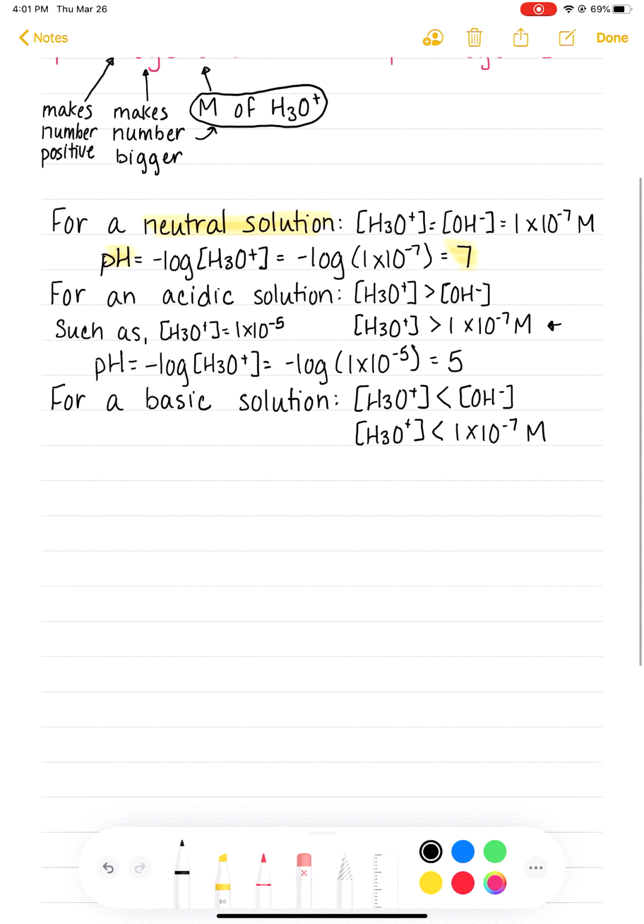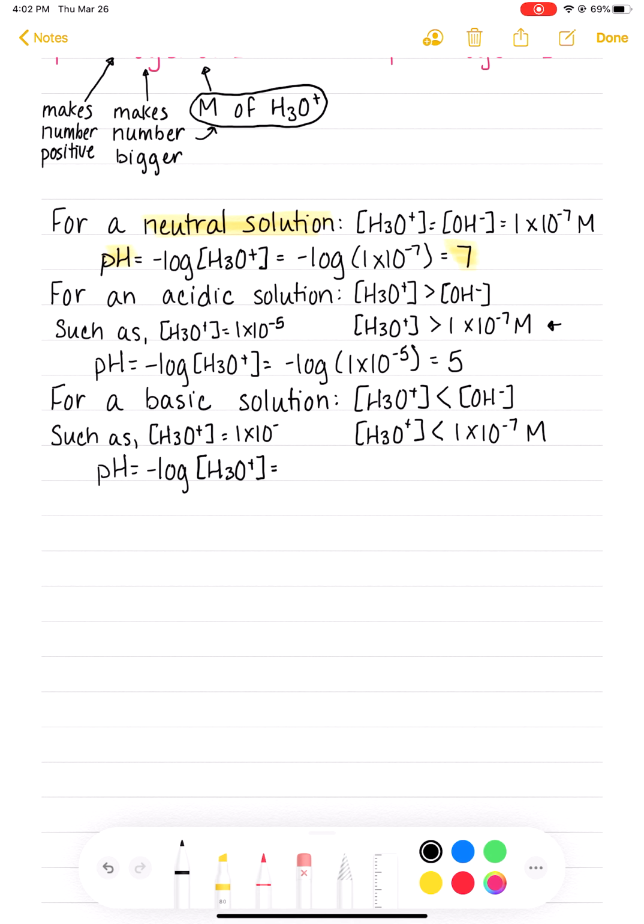Let's do this again for the basic solution. If we want to calculate the pH for a basic solution, pH equals negative log of H3O plus. And let's think about what would be a reasonable H3O plus for a basic solution. Let's come up with something. In order for this solution to be basic, H3O plus has to be less than 1 times 10 to the minus 7. It has to be small. So let's say 1 times 10 to the minus 10. pH is negative log of H3O plus, negative log in this example of 1 times 10 to the minus 10. That's going to give us a pH of 10.